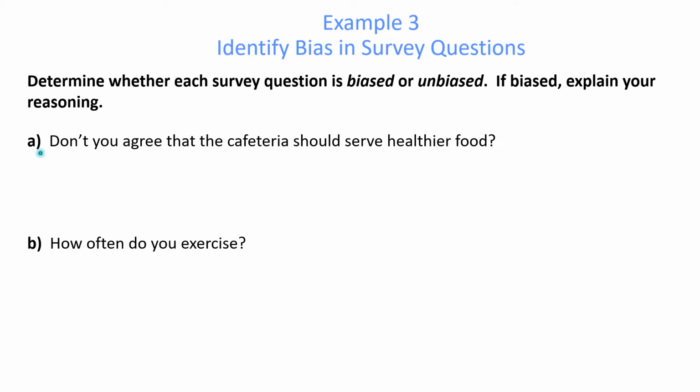So, for example 3a, the question is, don't you agree that the cafeteria should serve healthier food? Well, you can see this is biased because of this phrase here, don't you agree? It encourages you to agree that the cafeteria should serve healthier food. Now, for example 3b, how often do you exercise? Okay, this is unbiased because it's clear and concise. It doesn't encourage a certain response.